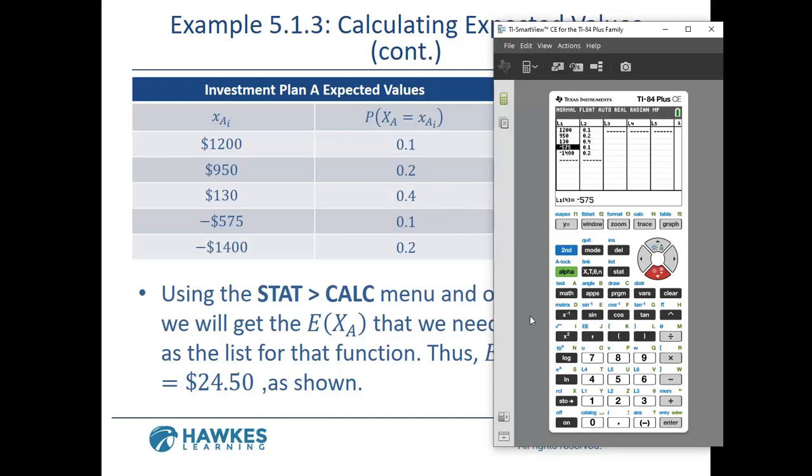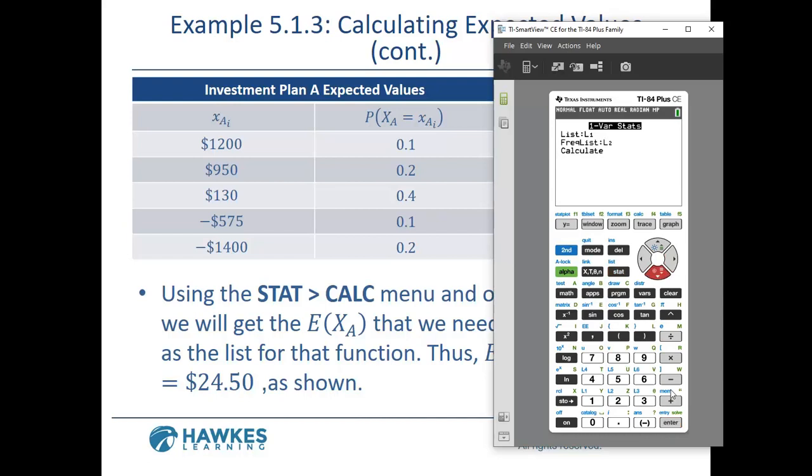Also, make sure that you are using the negative symbol. A minus sign will not work here. The other thing is make sure that these line up. They should be perfectly symmetrical there. Once you've got them in there, stat, over to calculate, one var stat.